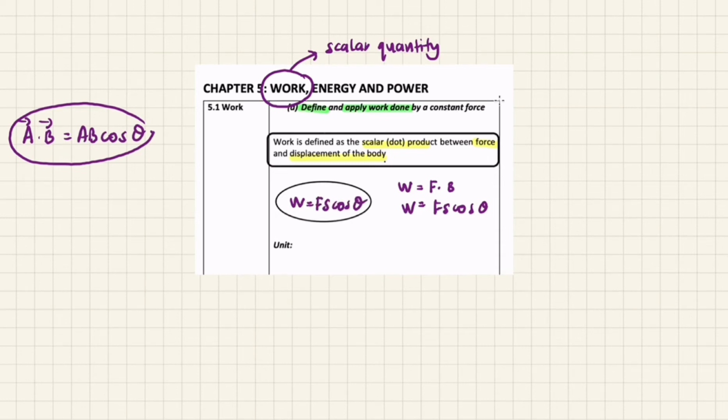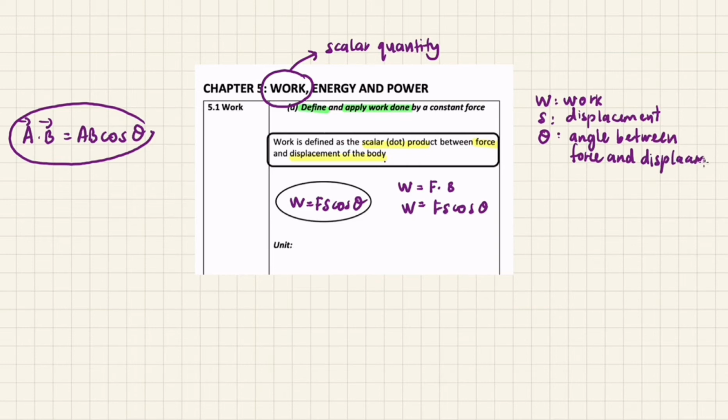Where W is work, S is the displacement, how far the object has traveled. And theta, very important, theta is the angle between force and displacement.